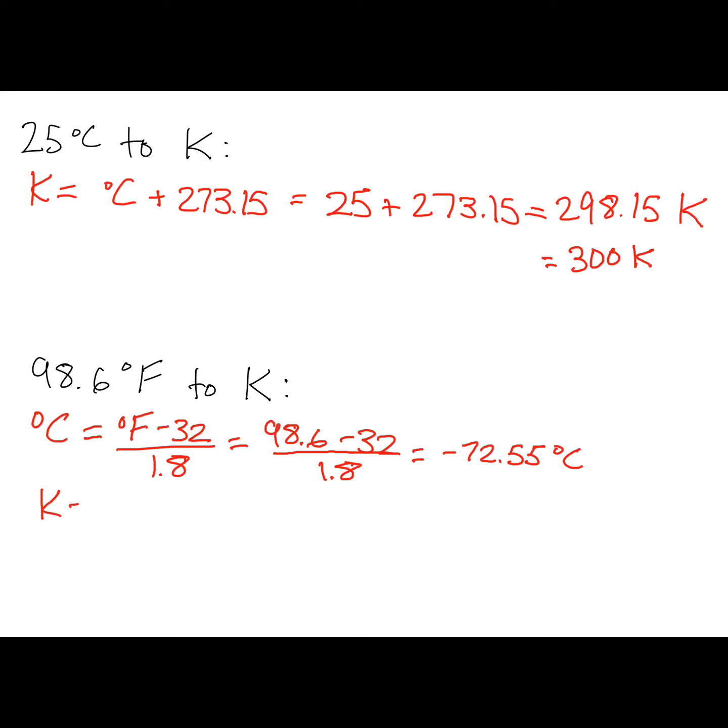Now that we have degrees Celsius, we can now go from Celsius to Kelvin. So Kelvin is equal to degrees Celsius plus 273.15. So now all we need to do is input our variable. So Kelvin is equal to negative 72.55 plus 273.15, and that is equal to 200.594. Now this problem is 3 sig figs, so we need to change our answer to 201 Kelvin.